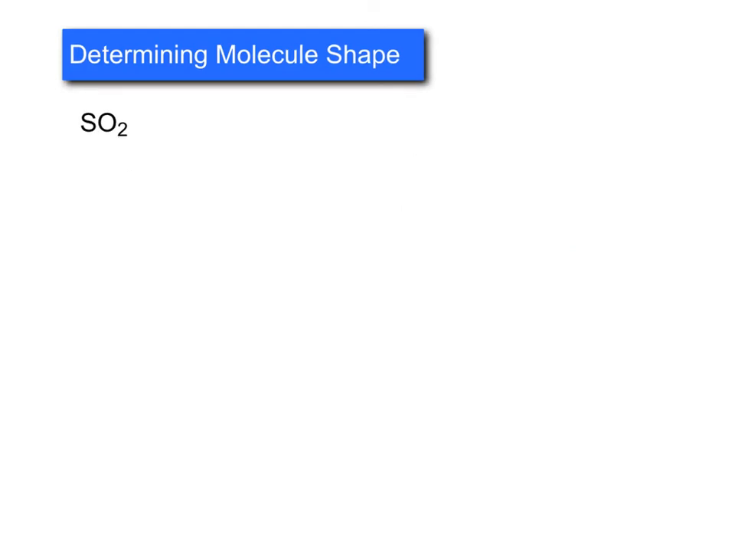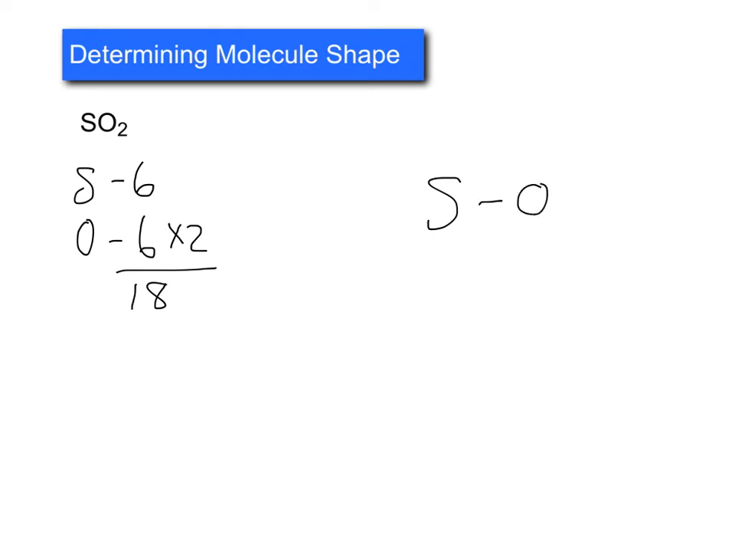Okay, so SO2. We did this one in our last video, but let's do it again just for review. So sulfur has 6 valence electrons. Oxygen also has 6, but we have 2 of those. So that gives us a total of 18 electrons. So we're going to put sulfur in the middle. It's less electronegative than oxygen. And then we'll put an oxygen on each side. And we have 18 more to go around. We've used 4, so 5, 6, 7, 8, 9, 10, 11, 12, 13, 14, 15, 16, 17, 18.